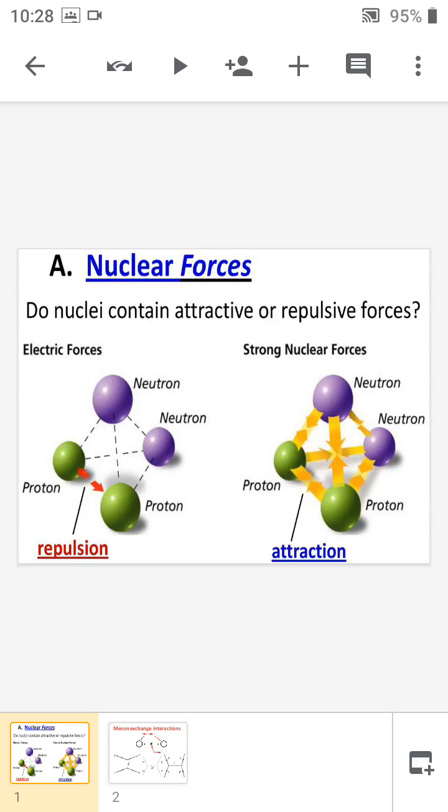Morning, everybody. Today we are discussing the next topic of nuclear chemistry, that is the nuclear force.